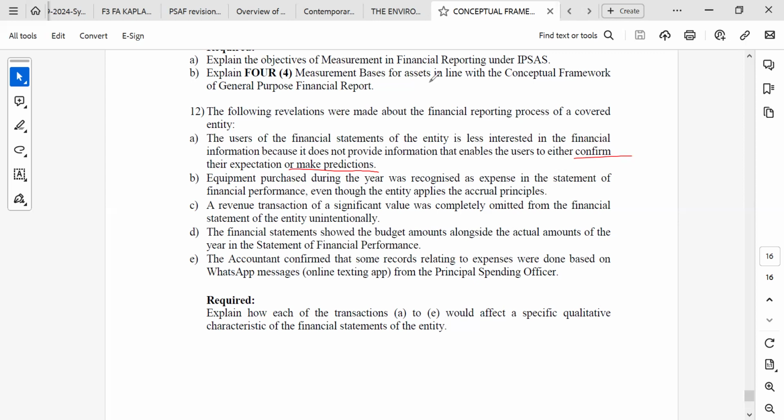So explain how each of the transactions A to E will affect a specific qualitative characteristic of the financial statement of the entity. So you just mention them. First of all, you will explain what the relevance of those things means and why you are saying that this particular information should be relevant. After you explain the characteristics, what they're asking you to say will not be a problem again. Since information is said to be relevant when it has a confirmatory and predictive value, in this case, the financial information given out lacks what? A predictive and what? Confirmatory value, thereby making it what? Irrelevant. That's all.